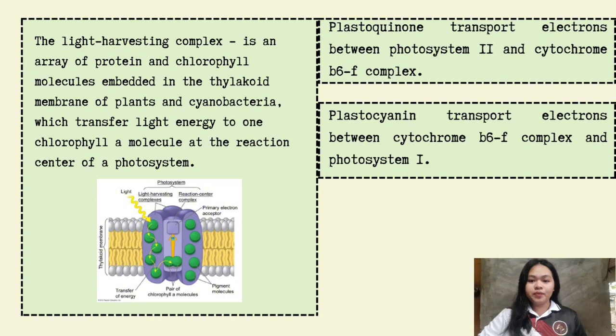Next is plastoquinone and plastocyanin. Plastoquinone transports electrons between photosystem 2 and the cytochrome b6f complex, while plastocyanin transports electrons between the cytochrome b6f complex and photosystem 1. So, plastoquinone and plastocyanin are both mobile electron carriers that carry electrons in the chloroplast to form the electron transport chain.